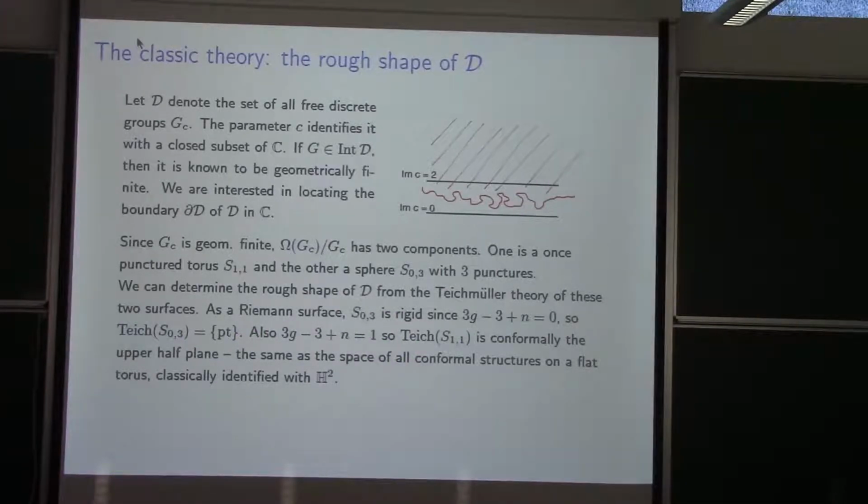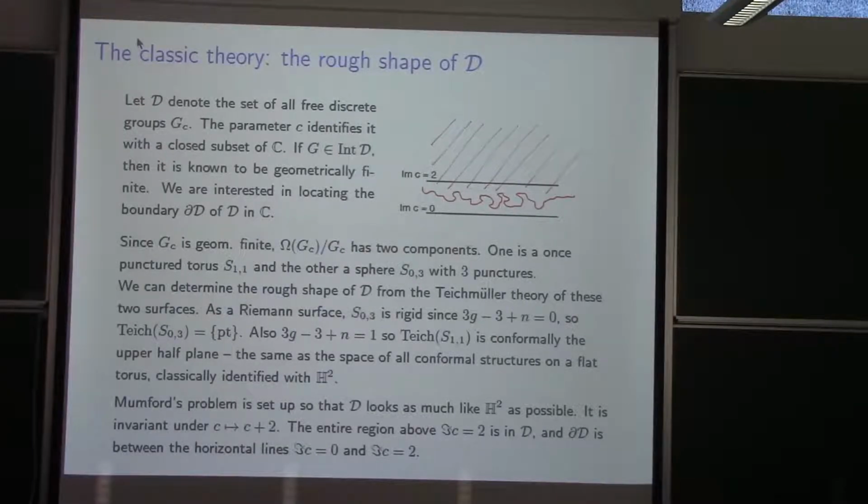And Mumford set up the parameters, he chose them in such a way that the space of D, corresponding to the C parameter, would look as much like the upper half plane as possible. And he did that by various normalizations, notably this one. So he put infinity at infinity, that's why it was chosen this way.